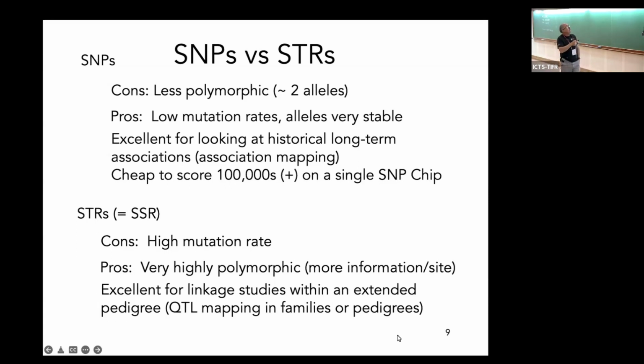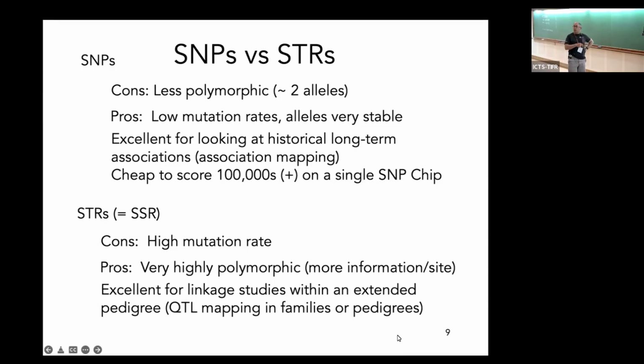Now, conversely, with SNPs, the con is they're less polymorphic. You typically only have 2 alleles. In theory, you could have up to 4. Usually, the chance of getting a heterozygote is modest, maybe 15 to 20% if you choose your markers right. But the advantage is they have very low mutation rates, and they're very stable. So these are great for looking at long-term associations. Like if you're doing an association mapping, use SNPs. If you're doing linkage mapping, you can use either one.